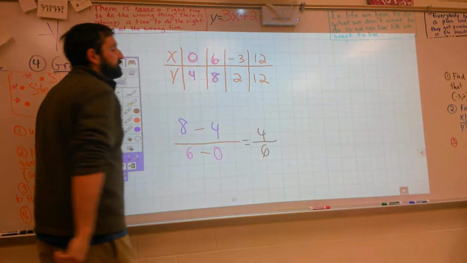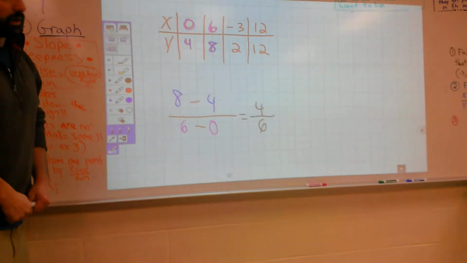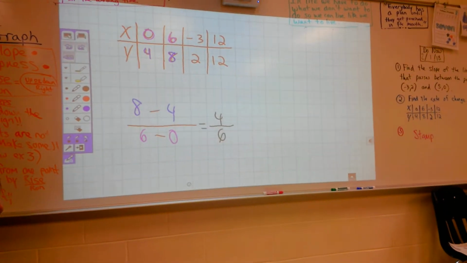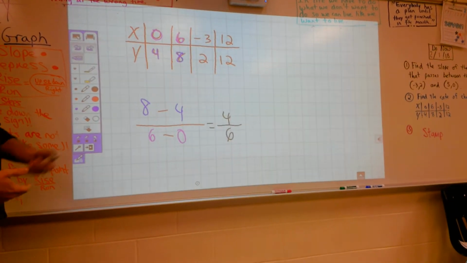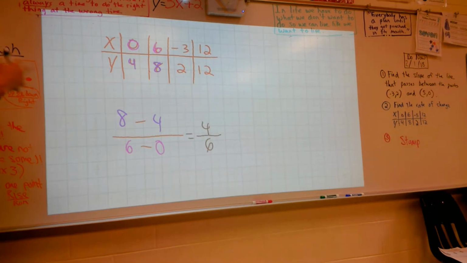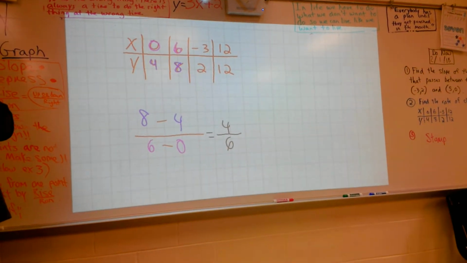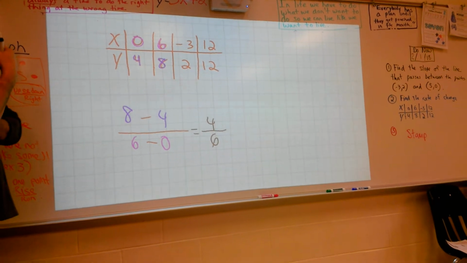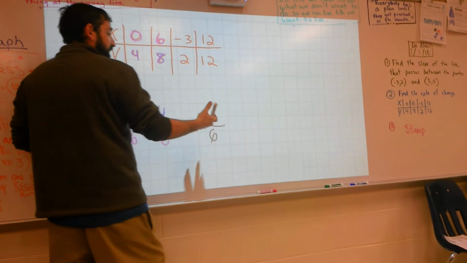Guys, if you left it like that, technically it's not wrong. Technically it's the rise over the run. You rise 4, run 6. That would be the rate of change. That would be the slope. It's not going to be your answer on a multiple choice test. If this is what you got, and you look at A, B, C, and D, and they don't say 4/6, you have to know what 4/6 simplifies down to.